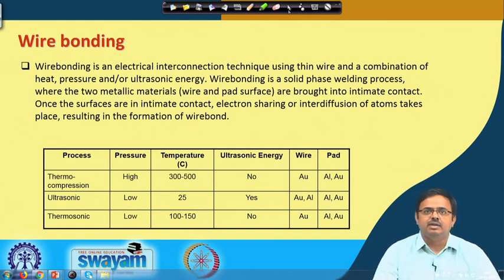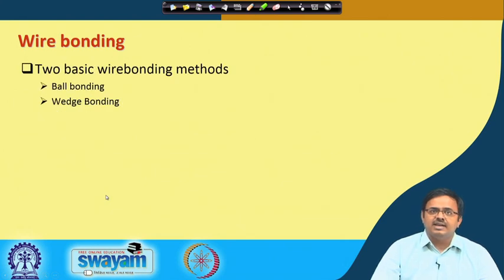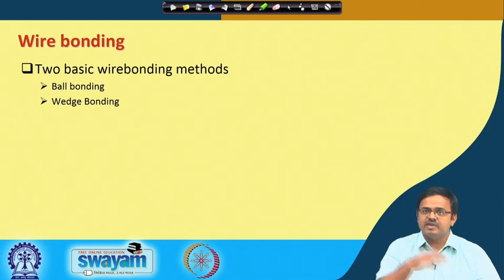Okay. Now, this is a classification in terms of how this bonding happens and what method is used. However, there is another way by which we can classify wire bonding, and that is in terms of the bonding method. Well, the previous ones were also methods, but here, we will see what these mean. One is called ball bonding, the other is called wedge bonding. Now, what does each of these mean? Let us look at that.